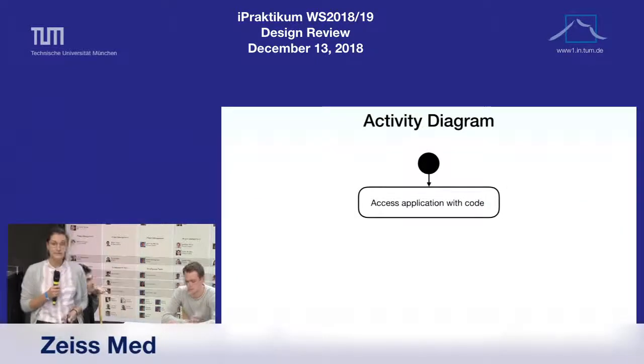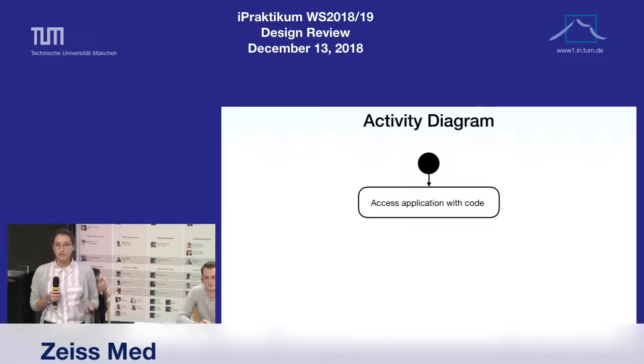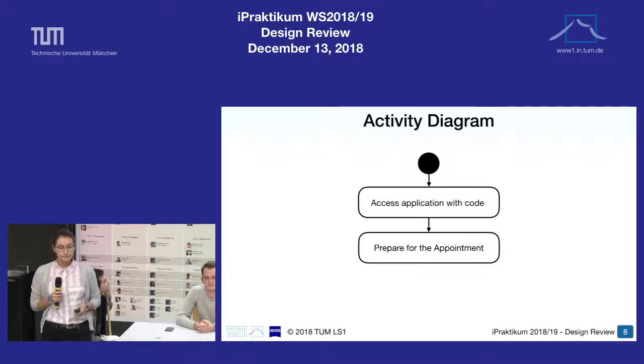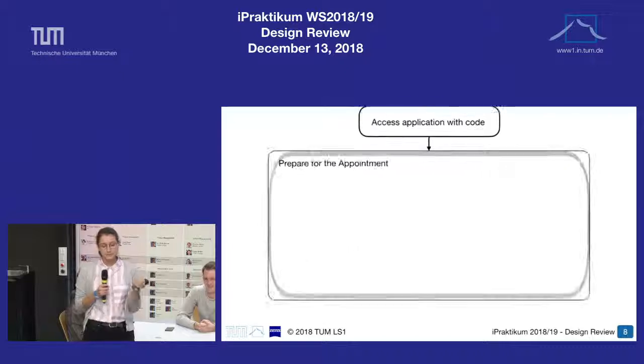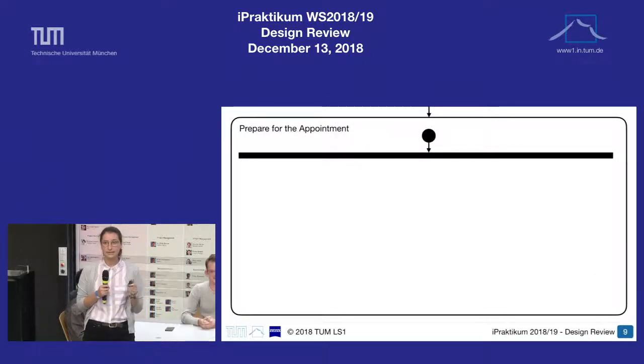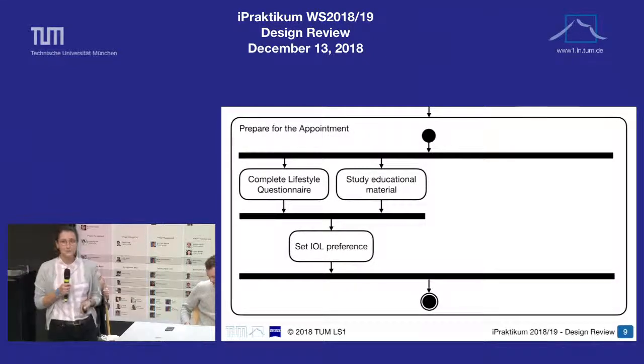So let's take a look at the activity diagram. On the first appointment, the patient gets a code to access our application and all its functionality. Before the surgery, he will have one more appointment to decide with which artificial lens he will be injected. And that's why he has to learn the differences between all the different lenses and also their cons and pros.